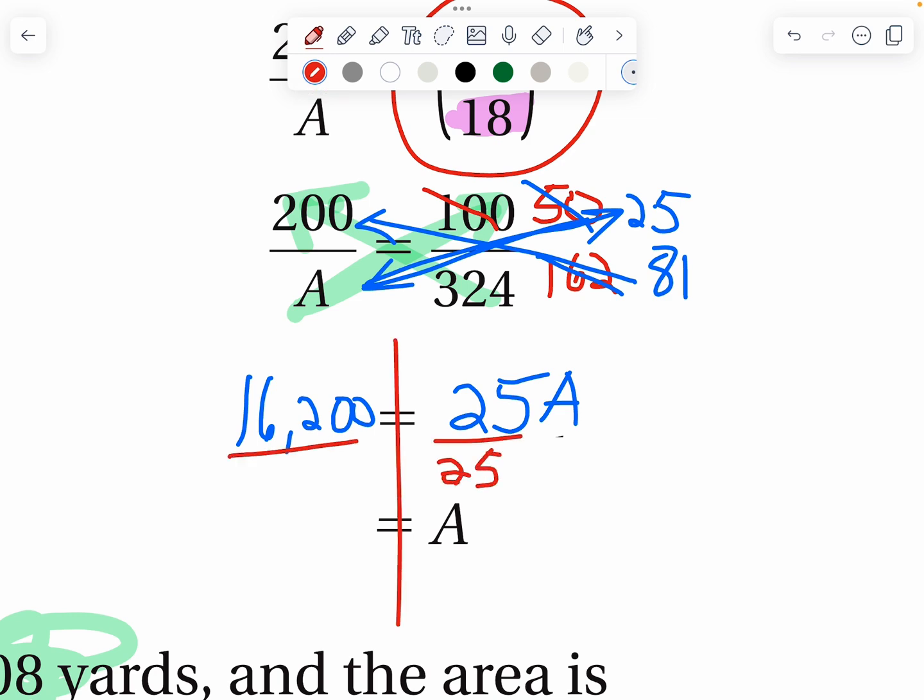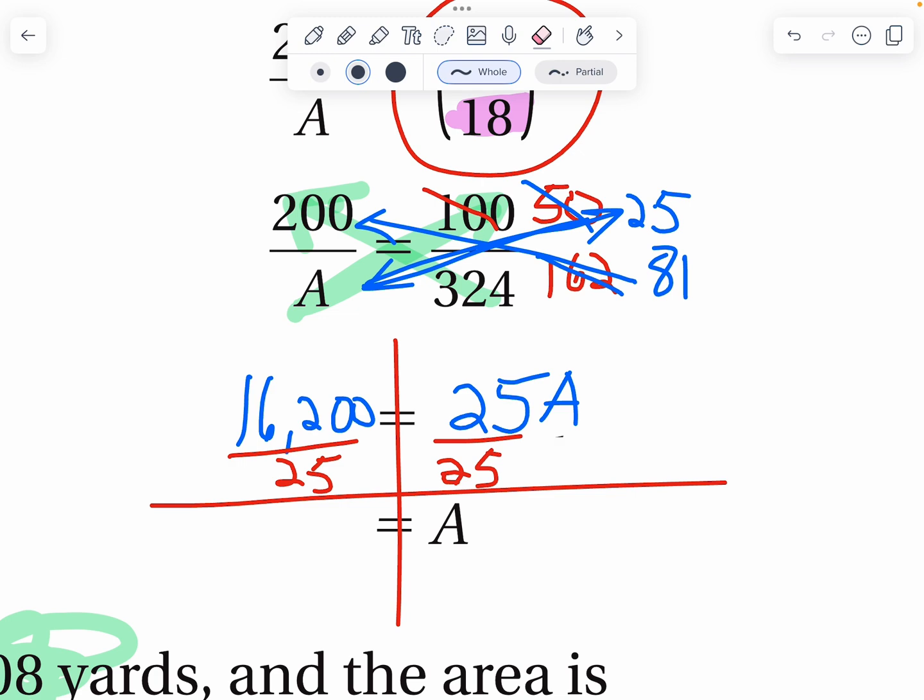Okay? If we do it to one side, we're going to divide by 25. Step line, 16,200 divided by 25 is 648. Let's see if we get the right answer. Yes, sir. 648.